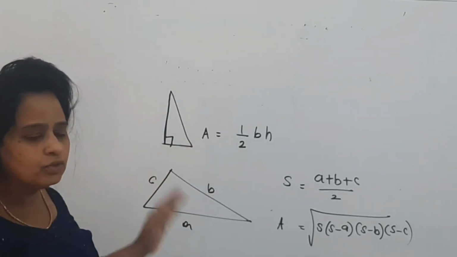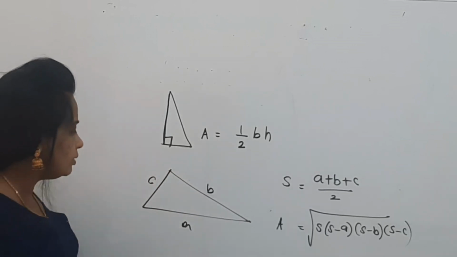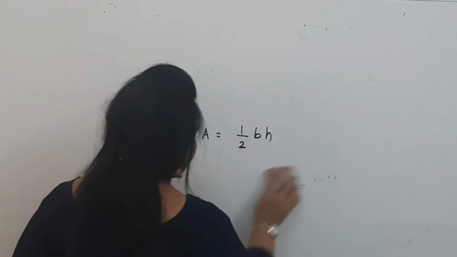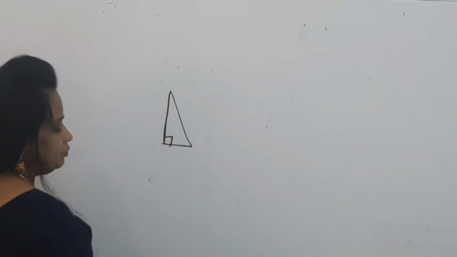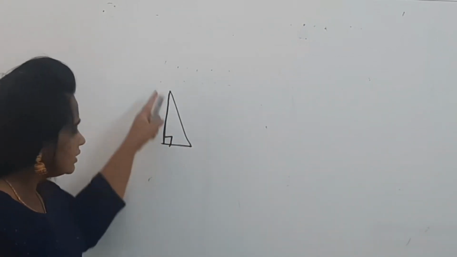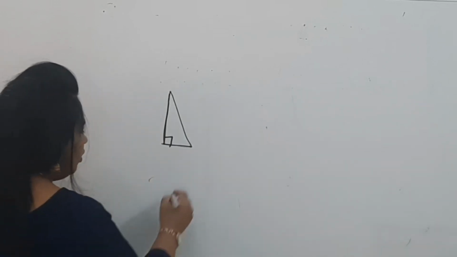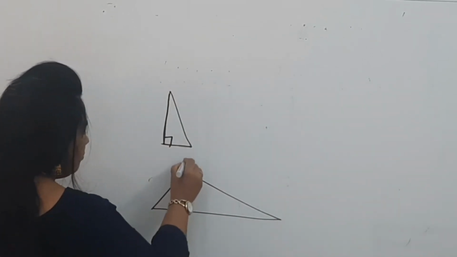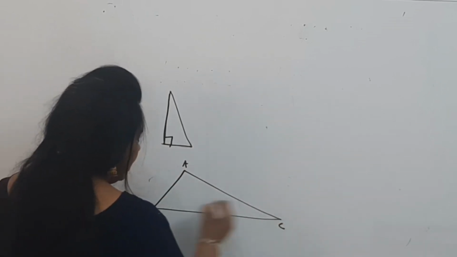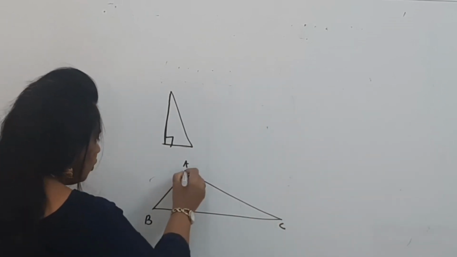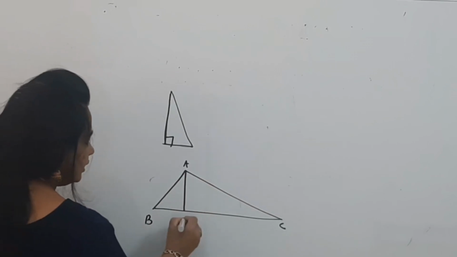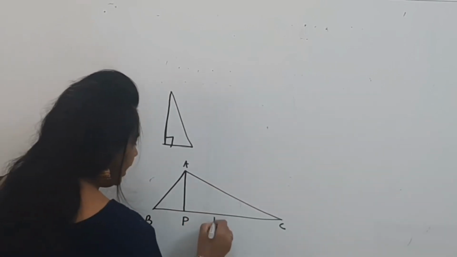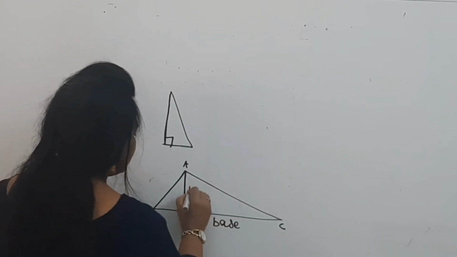Now, my concept is not about area. My concept is about the altitude of a triangle. Children, I told you this is the base and this is the height. Now, my triangle is in this shape. Okay, so ABC is my triangle. Now BC is my base. So I have my height. Suppose AP is my height. BC is my base and AP is my height.